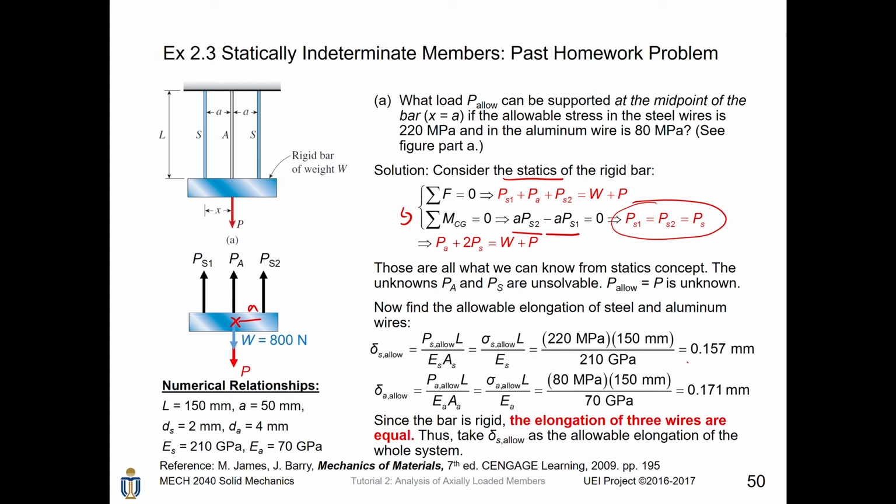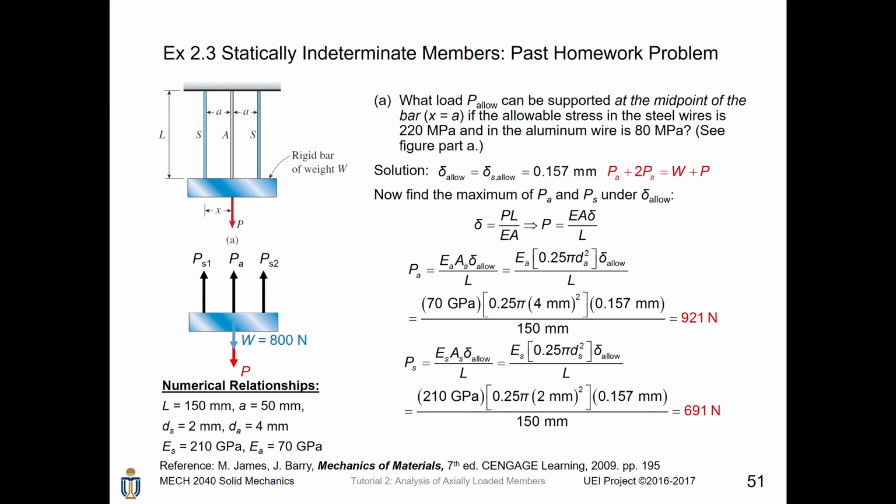Similarly, for aluminum wire, we try to compute its allowable elongation. The result is 0.171 millimeters. However, as I just mentioned, I don't want any of them to go beyond the allowable elongation. Therefore, we will take the elongation of the 3 wires to be the smaller value, which is 0.157 millimeters. Let's find the maximum allowable load for each wire according to those 2 pieces of information we found in the previous slide.